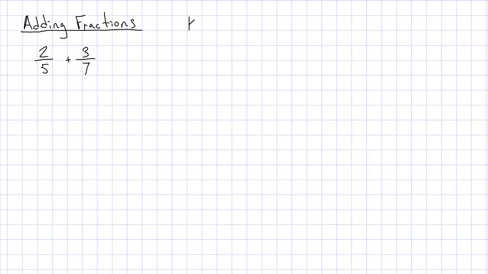The key to adding fractions is that we need to have a common denominator. So that lower portion of the fraction, that denominator, the bottom half, needs to be the same number in order for us to add them together. So we're going to jump into the process here.